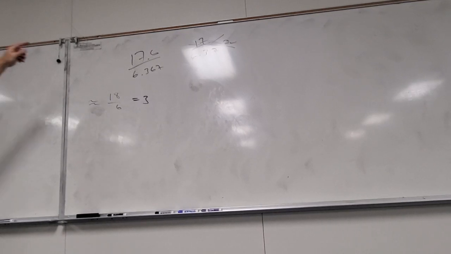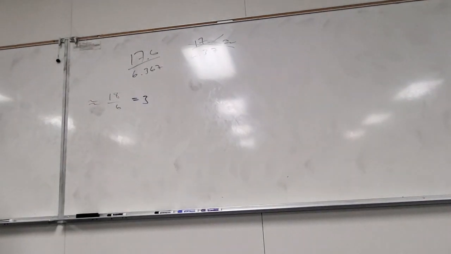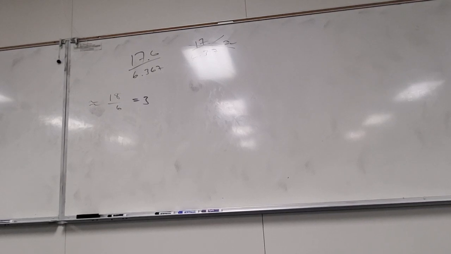If I make the bottom smaller, so again, let's do this. What's 20 divided by 5? What's 20 divided by 4? I made the bottom smaller. What's 20 divided by 4? The answer got bigger, correct?